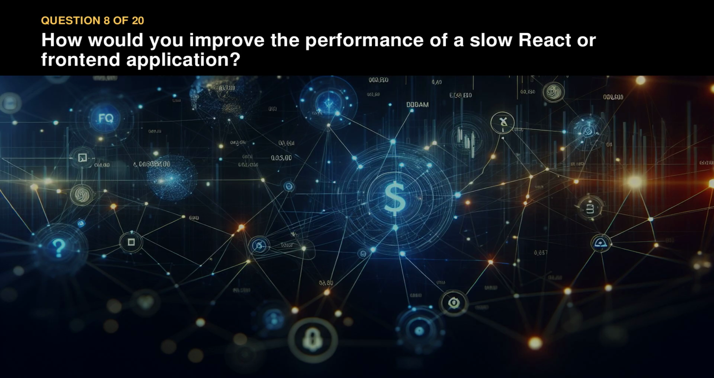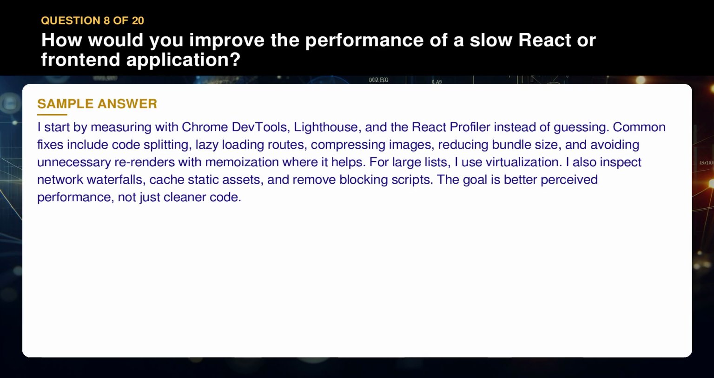Question 8. How would you improve the performance of a slow React or frontend application? I start by measuring with Chrome DevTools, Lighthouse, and the React Profiler instead of guessing. Common fixes include code splitting, lazy loading routes, compressing images, reducing bundle size, and avoiding unnecessary re-renders with memoization where it helps. For large lists, I use virtualization.